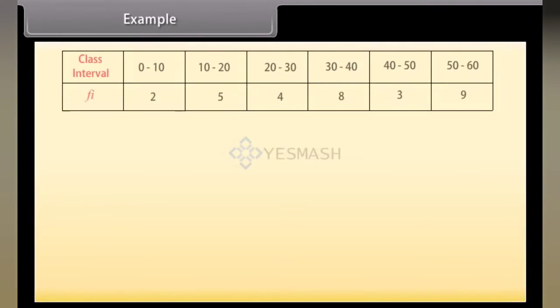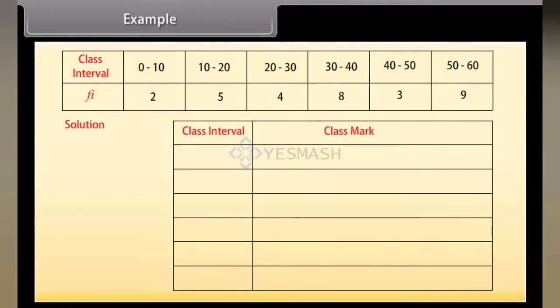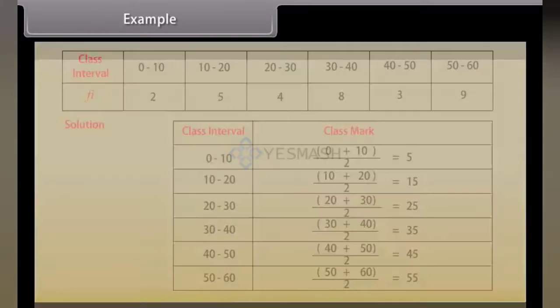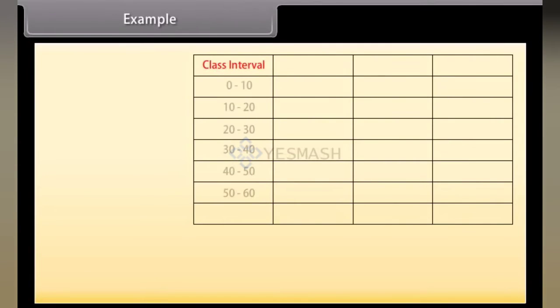Find the mean of the given data. Solution. First, we find the class mark of each class interval by using the formula class mark equals (upper class limit + lower class limit) by 2. In the first column, we have written the class interval, and in the second column, we have written the frequency of the respective class interval. The sum of the frequencies is 31.